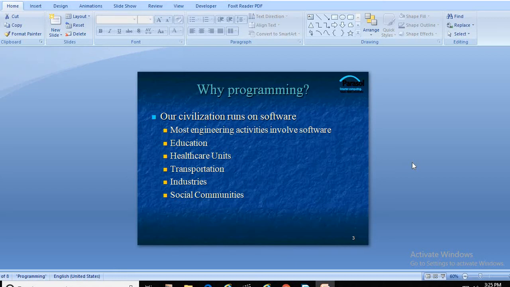So, why programming? In fact, nowadays in this era our civilization runs on software. I hope you have gone through this terminology, the software. Along with that, you have also heard the term hardware, and if you have a little more knowledge about computers, another terminology known as firmware. So in fact, this computer machine is the combination of software, hardware and firmware.